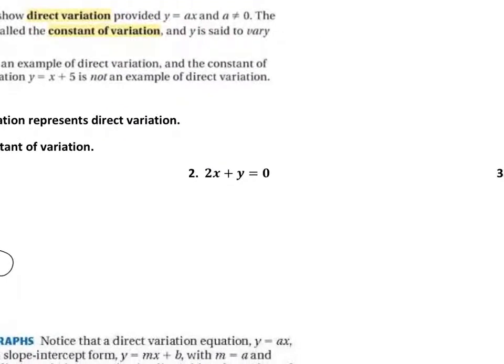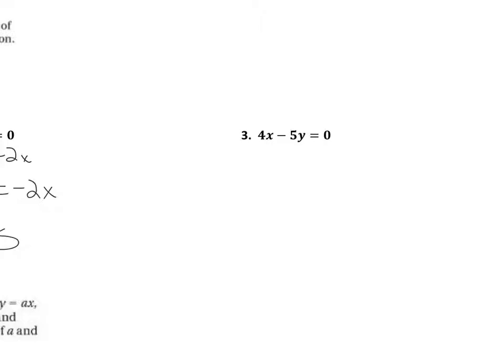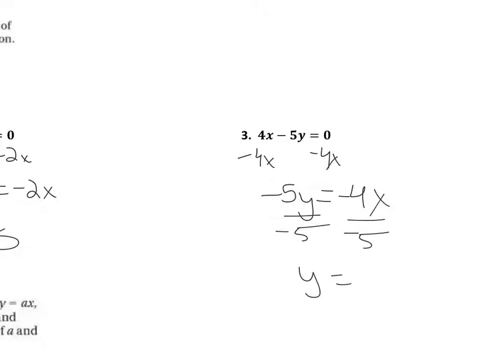Okay, so let's look at this one. If I solve it for y, subtract 2x. So it is. Y varies directly with x based on the -2 there, so you would say yes. Okay. Here, subtract the 4x. Divide by the -5. It's just something times x, so yes, it is. Okay.